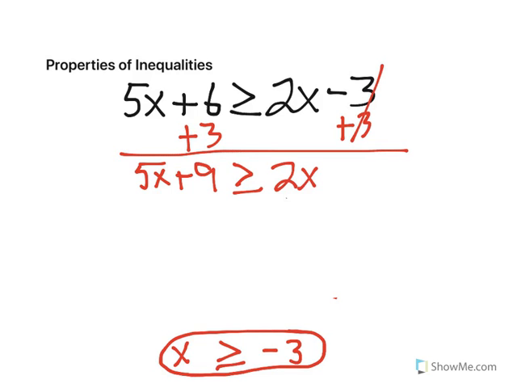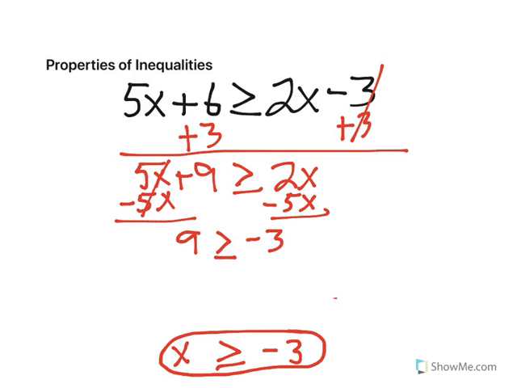So now I want to get the variables on the right side, so I subtract 5x over here. I have to subtract 5x over here. Those will cancel. I get 9 is greater than or equal to 2 minus 5x is negative 3x. Okay, now I need to get that x by itself. So what do I have to divide by to make it equal to 1? I have to divide it by negative 3. I have to divide this by negative 3.